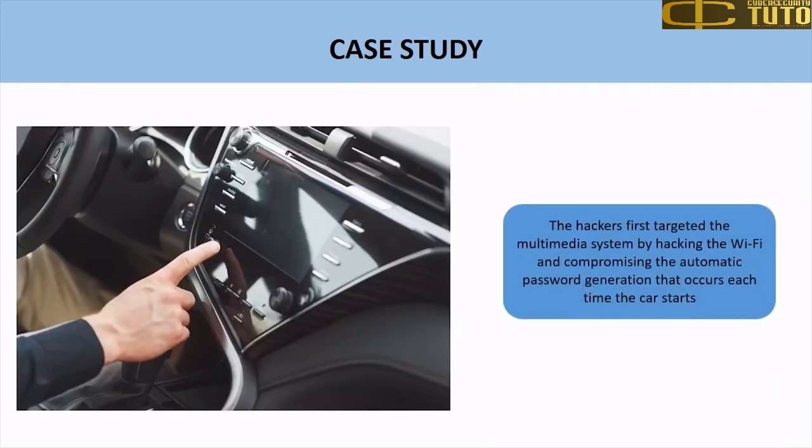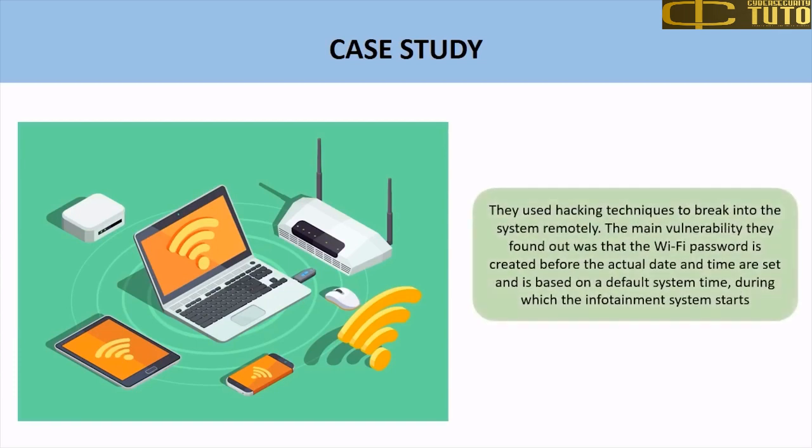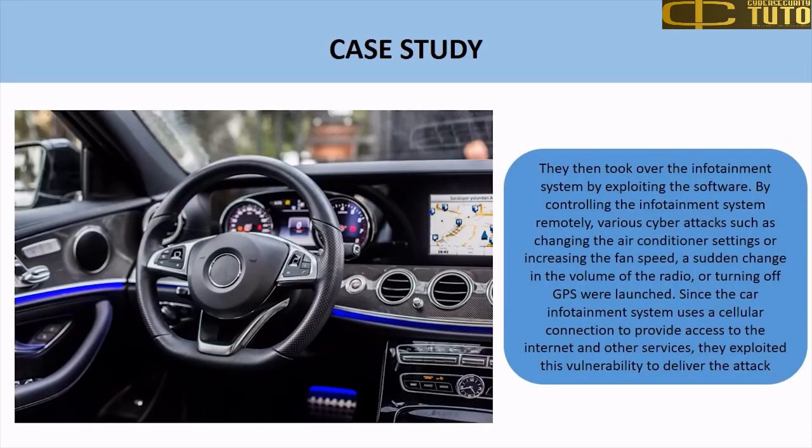The hackers first targeted the multimedia system by hacking the Wi-Fi and compromising the automatic password generation that occurs each time the car starts. They used hacking techniques to break into the system remotely. The main vulnerability they found out was that the Wi-Fi password is created before the actual date and time are set and is based on a default system time, during which the infotainment system starts. They then took over the infotainment system by exploiting the software.